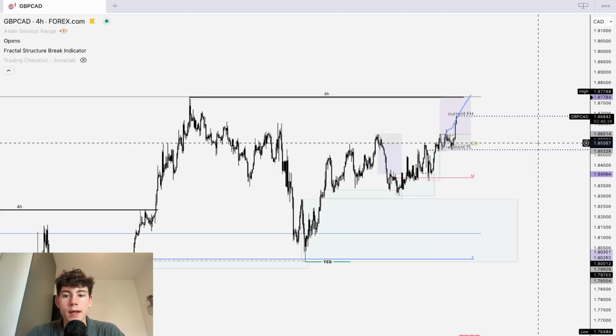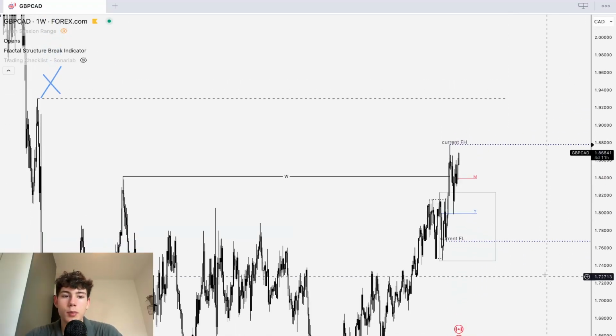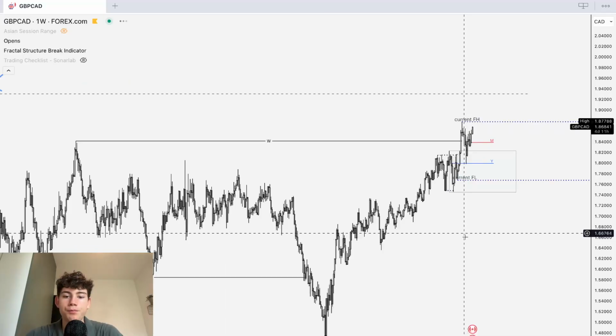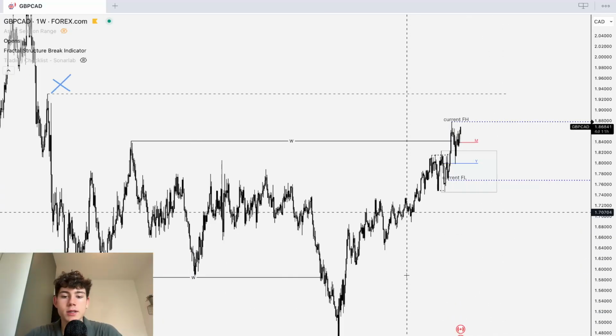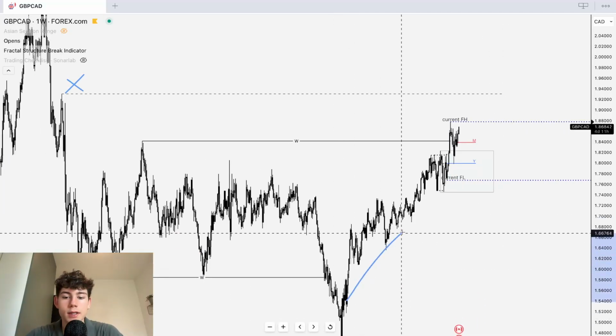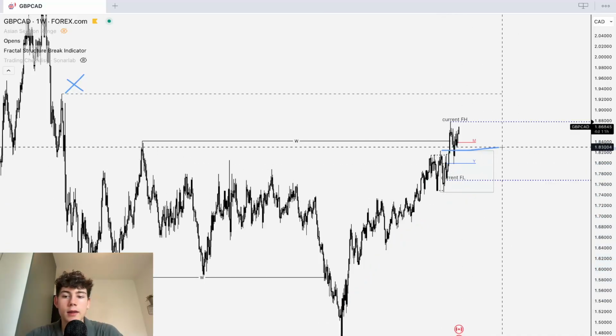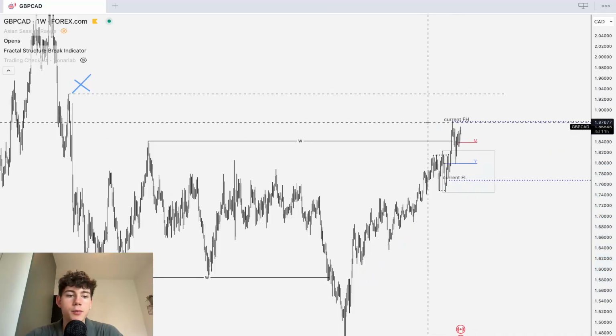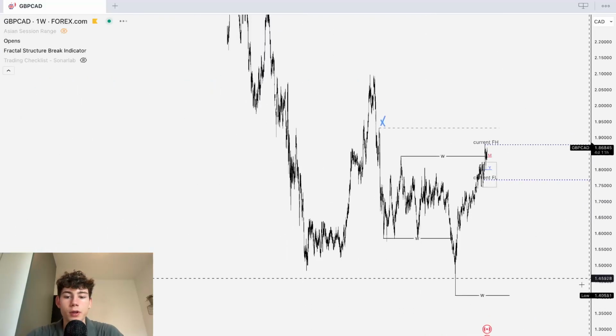Looking at GBP CAD, it's also moving up higher quite heavily. I'm also in long positions. Why? First of all, you have bullish order flow. This demand is pushing price back up higher, and you can see, well, look at this.